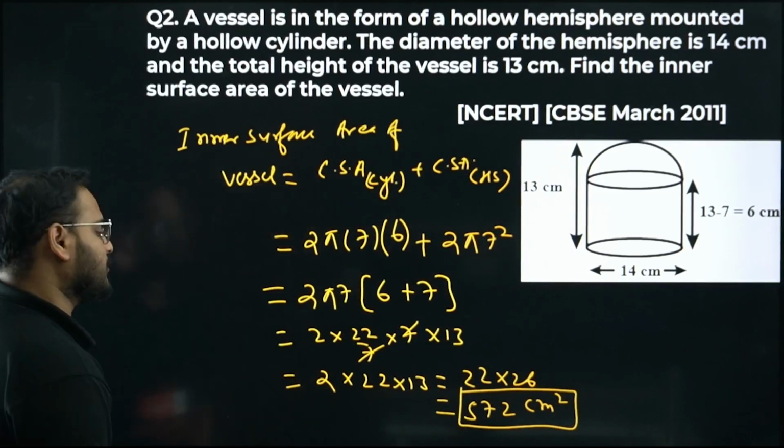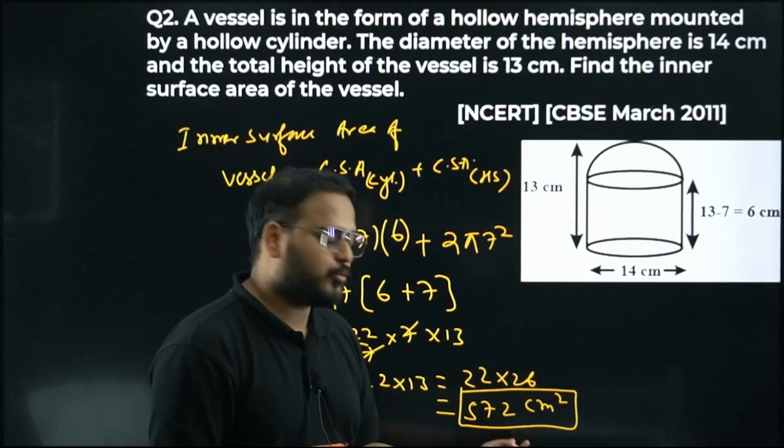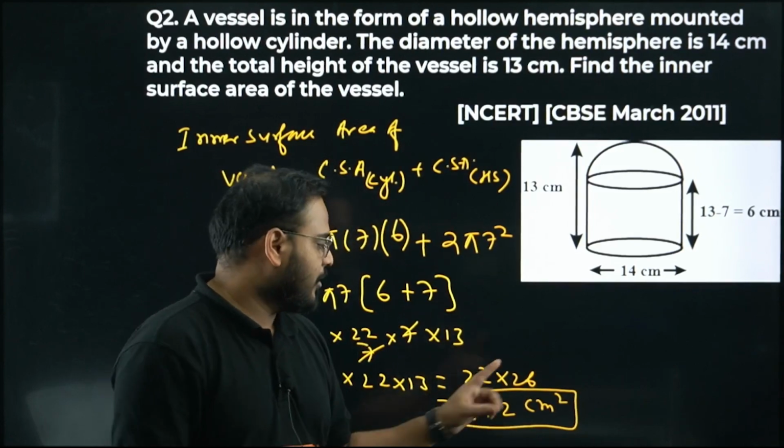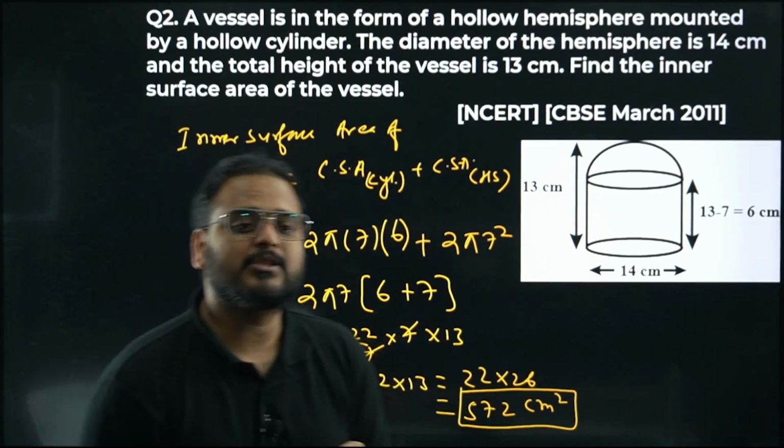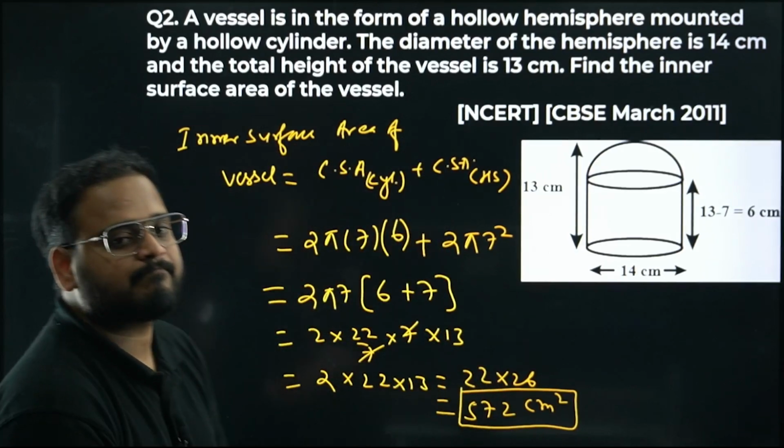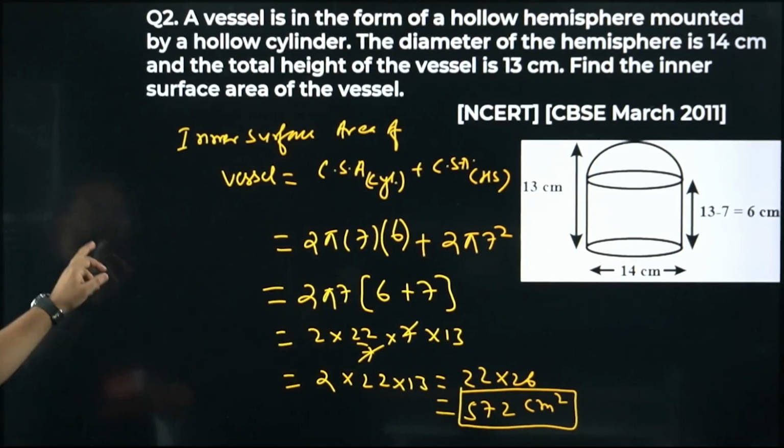Not sure, do the multiplication. 26 times 2, 52. So write 2 here, carry is 5. 26 times 2, 52 again, plus 5, 57. So 572 centimeter square is my answer. I hope this is clear. Please have a look. Okay, so question number 2 is done.